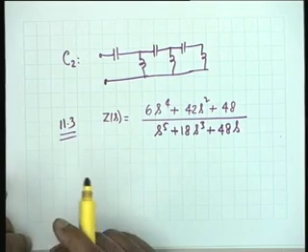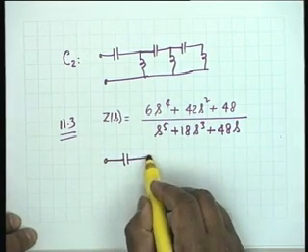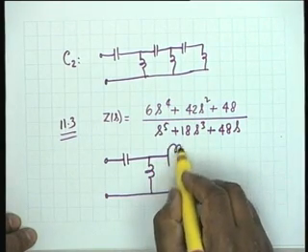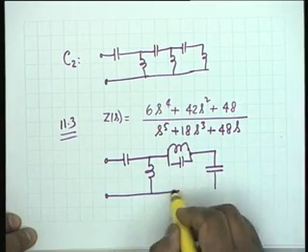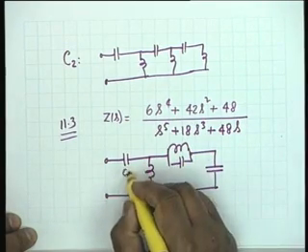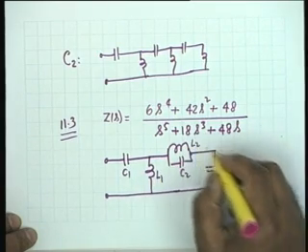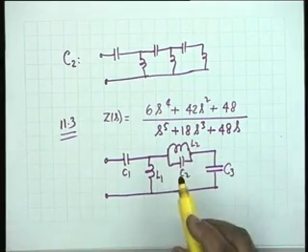The architecture is given. Architecture is you have a capacitor, then an inductor, then a parallel LC, and finally a capacitor. C1, L1, C2, L2, C3. The architecture is given. Okay.